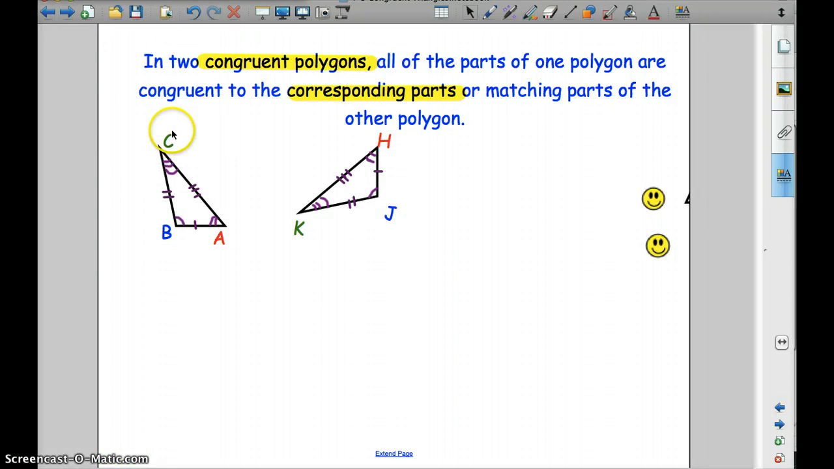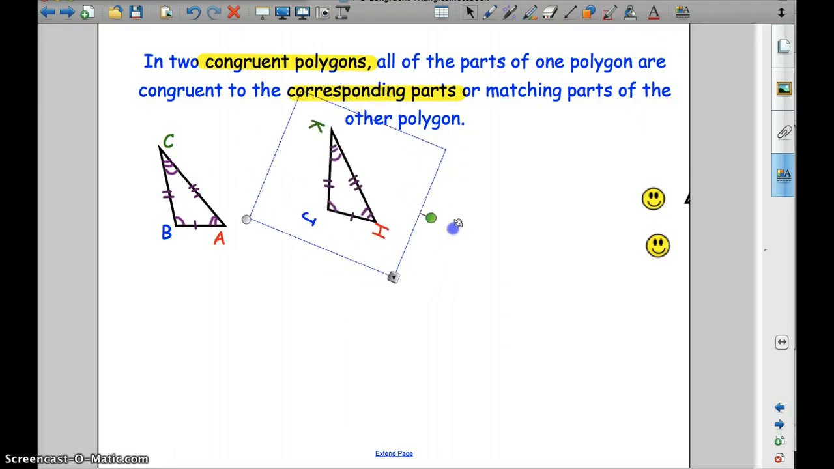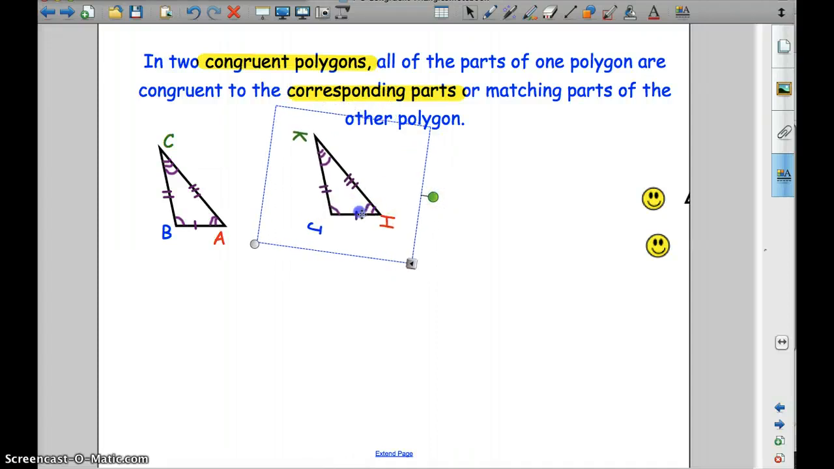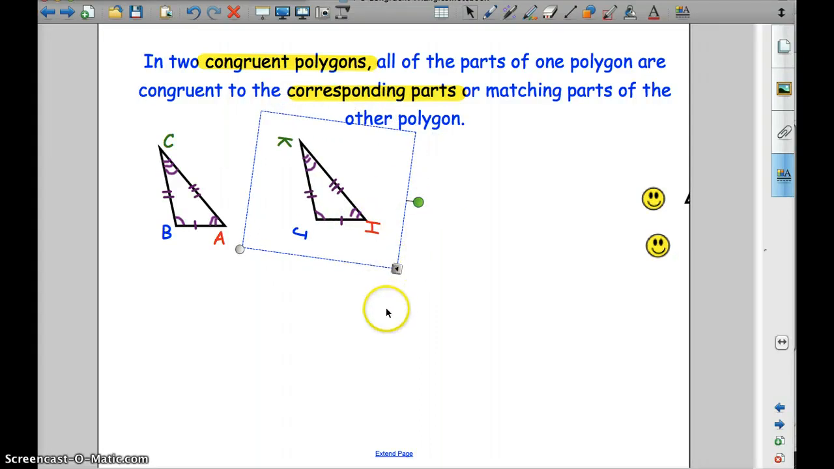So in two congruent polygons, all of the parts of one polygon are congruent to the corresponding parts, or matching parts, of the other polygon. So we can look at these two triangles here, and we can see what parts are matching or corresponding to one another. What might help you when you're looking at these triangles is to draw them on your paper so that they're at the same rotation, or the same position. So for example, here I can rotate my triangle so they are the same position.